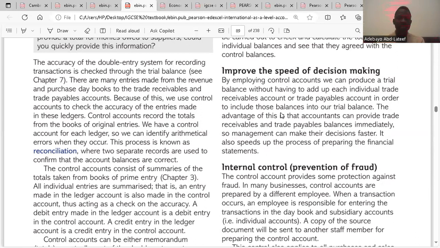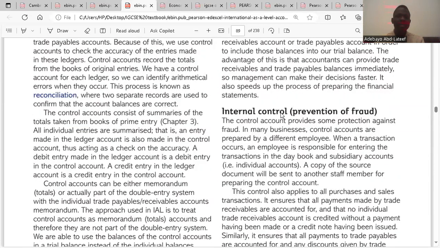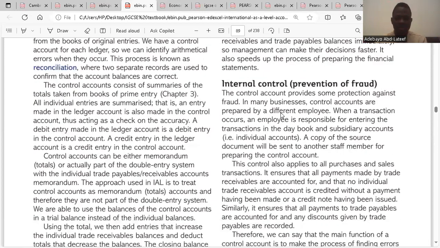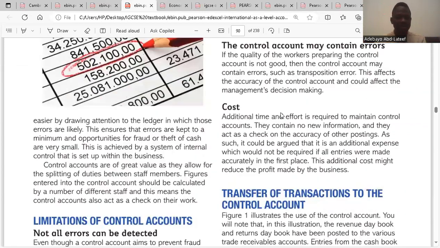That's the second point made there. As soon as our trial balance balances, we will be able to prepare our financial statements. So that's why it becomes easier for us to take decisions as businesses. The third point is about internal control. Internal control means checking and balancing, ensuring that things are done the right way. Fraud can be prevented using control accounts because it's prepared by those employees who are not the ones that prepare the ledger. That's the third advantage of control accounts.